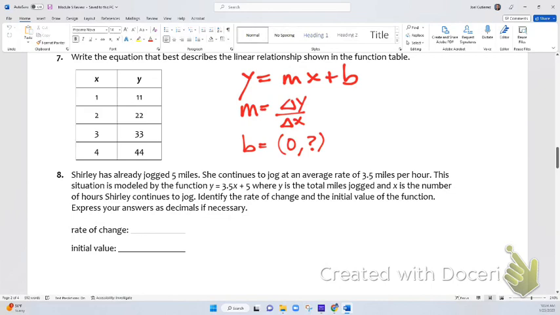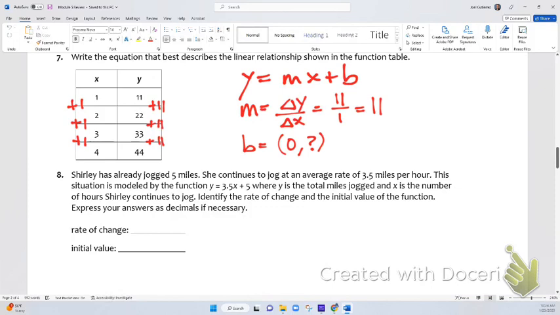So first let's start with the m, which is the slope, right? The slope is the change in y over the change in x. These are all changing by 11. These are all changing by 1s. So if you do 11 divided by 1, then your rate of change is simply 11.